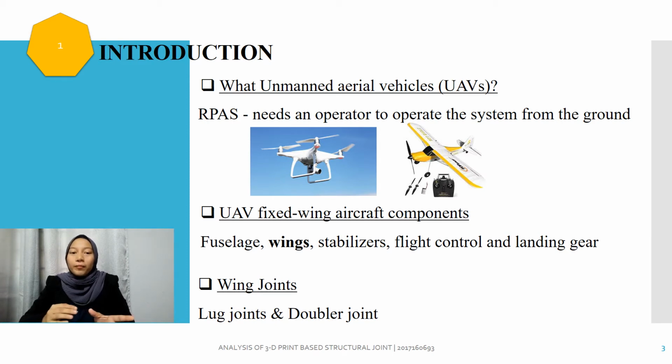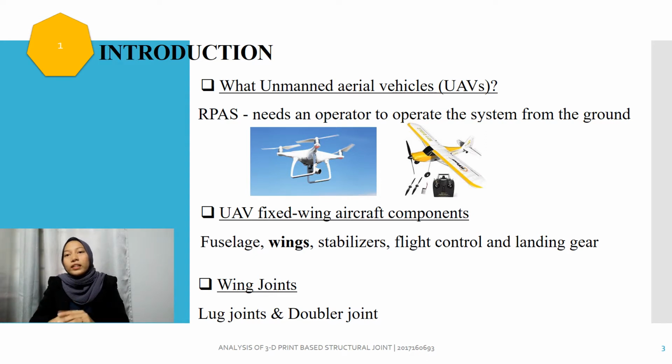So UAV, Unmanned Aerial Vehicle, is a remotely piloted aerial system, RPAS, which needs an operator to operate the system from the ground. According to Eric Muller and Matt Jardine, the UAV must provide the level to detect, see and avoid capability equivalent to manned aircraft through radar observation, camera, electronic detection system or some other method. So example of UAV could be drones or RC plane.